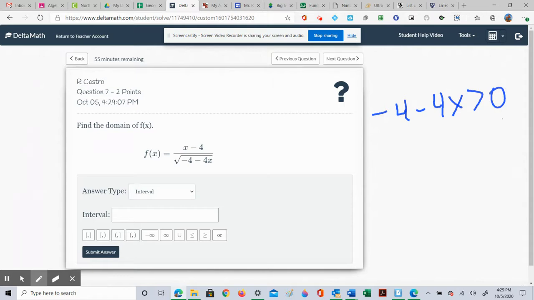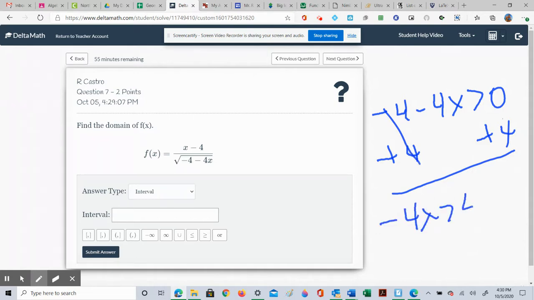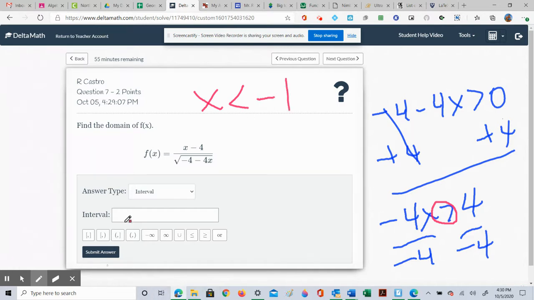Okay, what are we going to do? We can add 4 to both sides. I like keeping the x on the left. Plus 4, but you're going to have to be careful here. Negative 4x is greater than 4. When we divide by a negative, this symbol here has to switch around in the other direction. So x is less than negative 1. That's what we have to put into our answer.